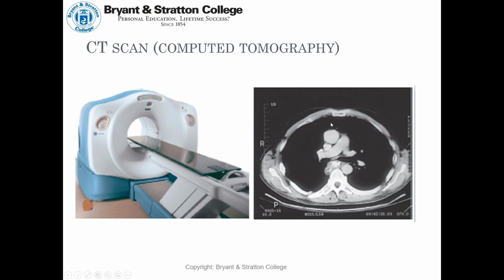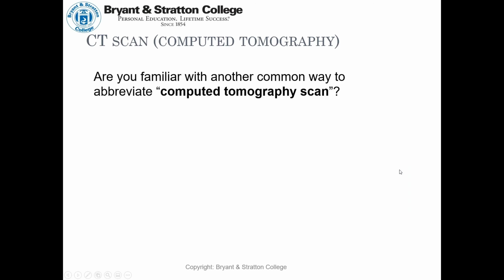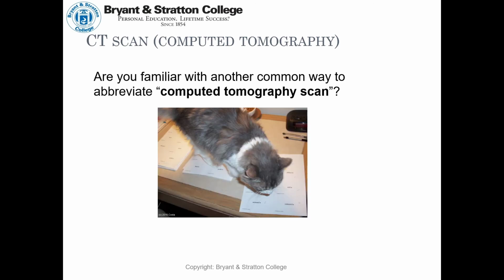So what does that mean this is? This is part of the thoracic cavity. This is lung, all right? And we can kind of see right here some sort of different colored item. Now, can't tell for sure what that is because this is just one plane. So, what's the abbreviation for computed tomography scan? A CAT scan.